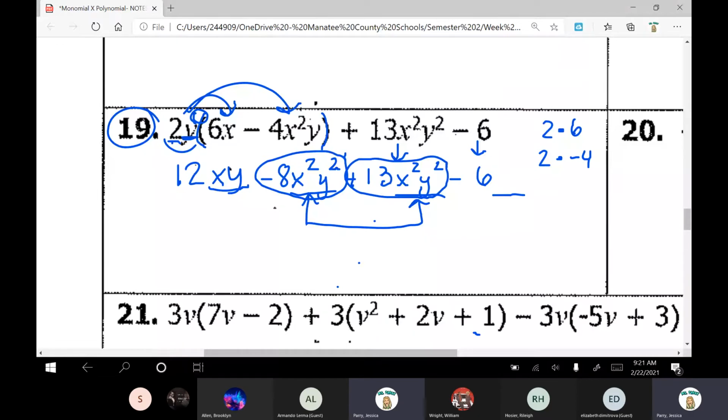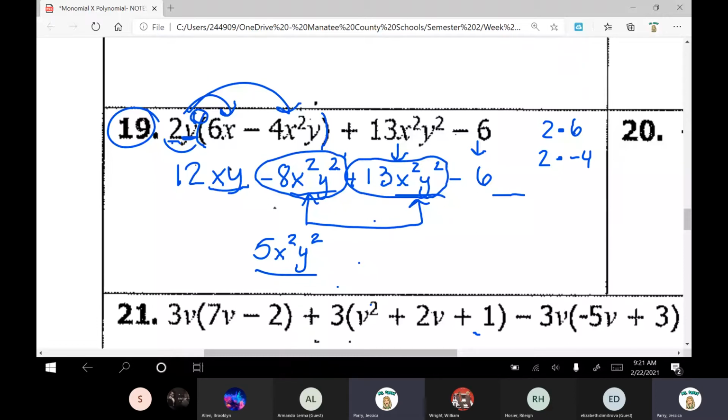And -8 plus 13, we get +5. So here's my 5, and then I just copy down everything else after it, the x squared, y squared. Okay, and then also think about, we're putting this in standard form. So standard form, alphabetical order, highest exponent first. Okay, so I already wrote this one down.